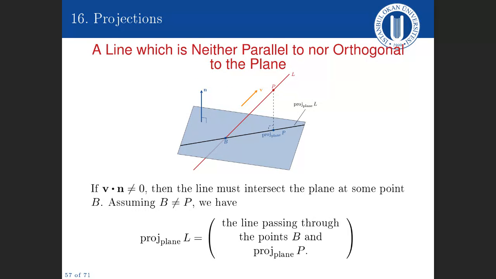Case 3, a line which is neither parallel to nor orthogonal to the plane. Then this line must intersect the plane at some point, let's say at the point B. The black line, the projection of the line L onto the plane, is going to be the line which passes through the point B and the projection of the point P onto the plane. If we do a question like this, we're trying to find 2 points, B and the projection of P onto the plane, and then we know how to calculate a line passing through 2 points.